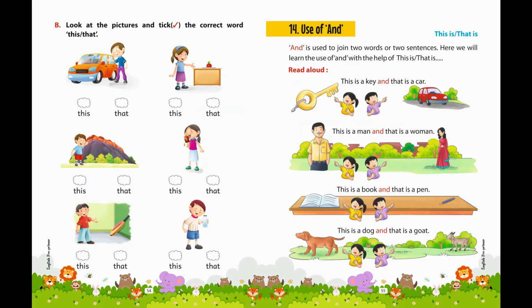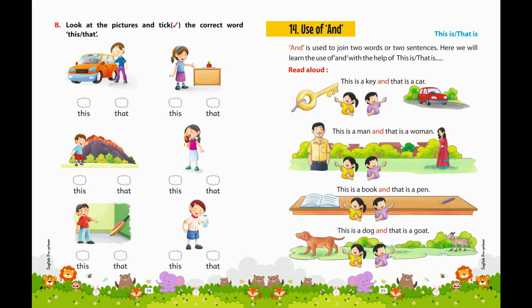Let's look at each picture and decide. Should we use this or that? Remember, use this for things near you. Use that for things far from you. Now take the right word. A car close to the boy. Take this. An apple on a nearby table. Take this. A faraway mountain. Take that. A girl holding an ice cream. Take this. A bat lying far away. Take that. A boy holding a glass. Take this. Great job. Keep practicing this and that.